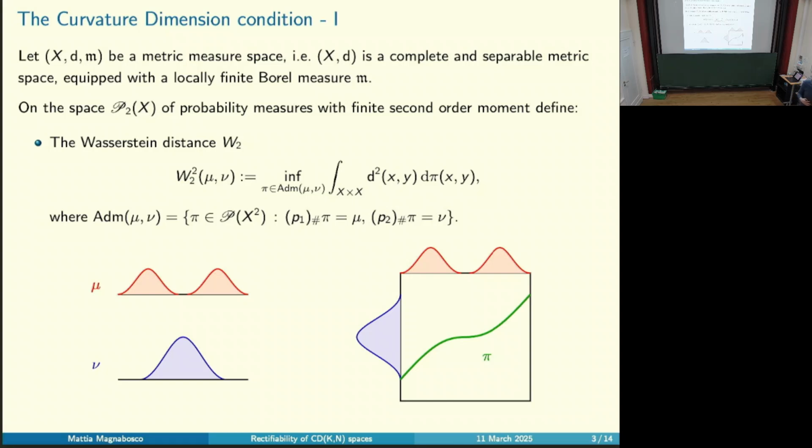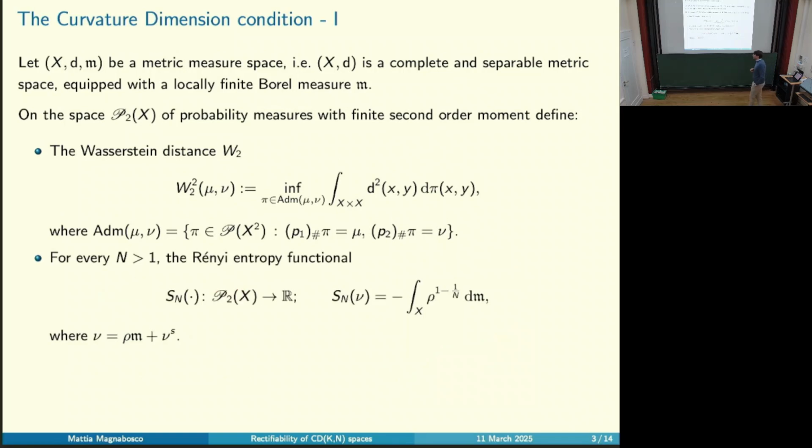And if you want, these admissible plans represent all the possible ways to move the mass from mu to nu, and among all these possible ways we want to find the minimal one according to the energy function, which in this case is the integral of the distance squared. And the result of this minimization will be the Wasserstein distance squared between mu and nu. Okay, so this was the first fundamental object.